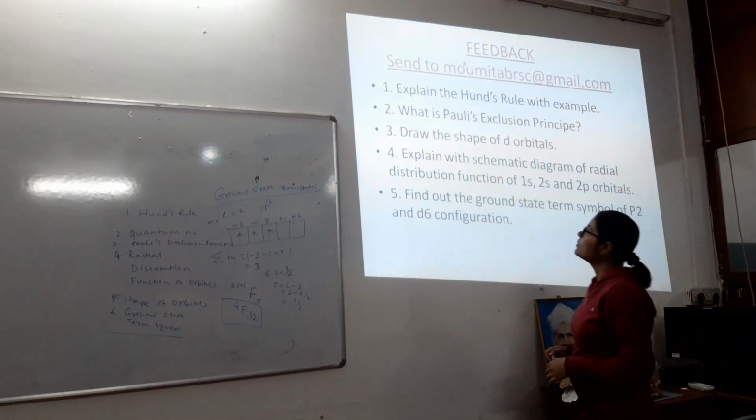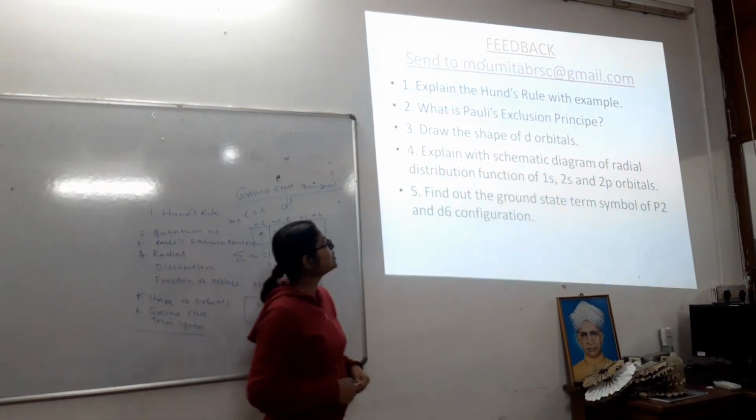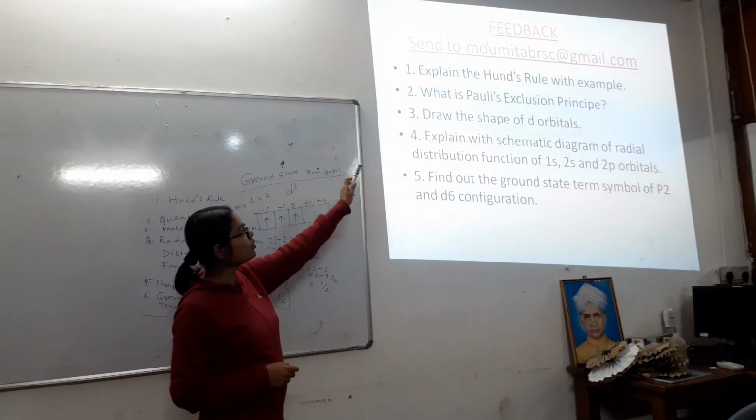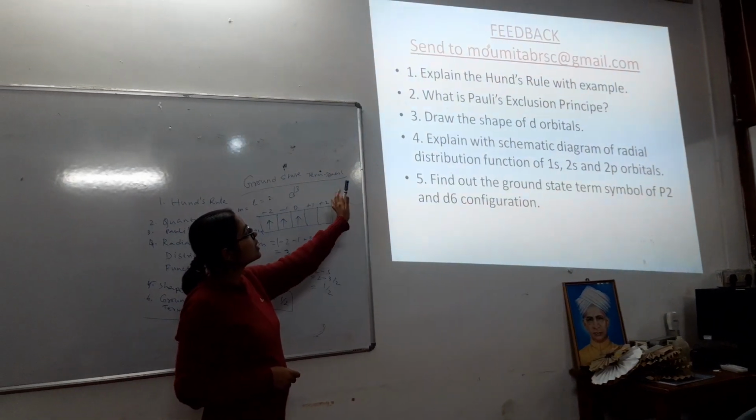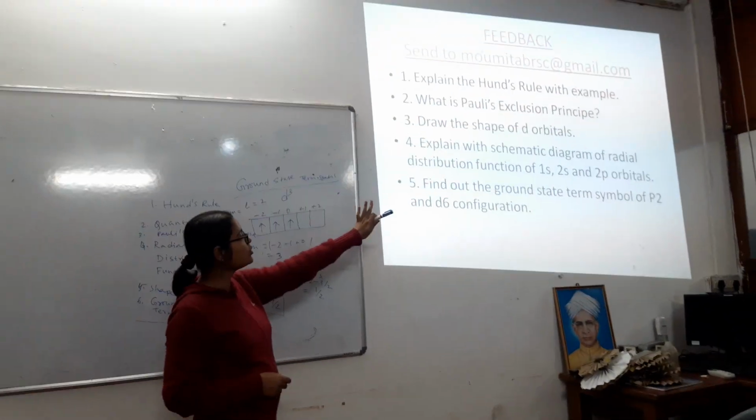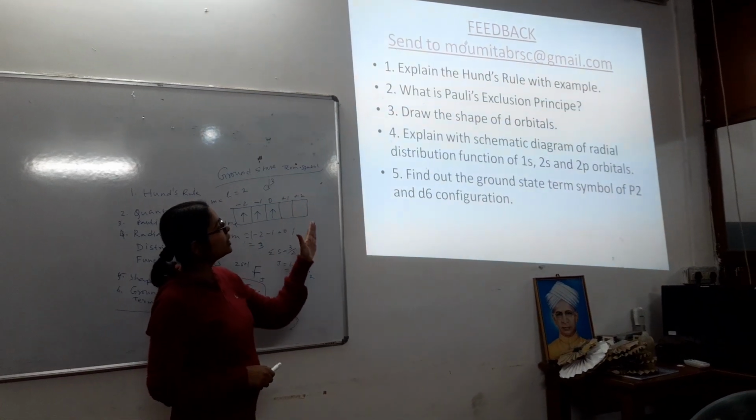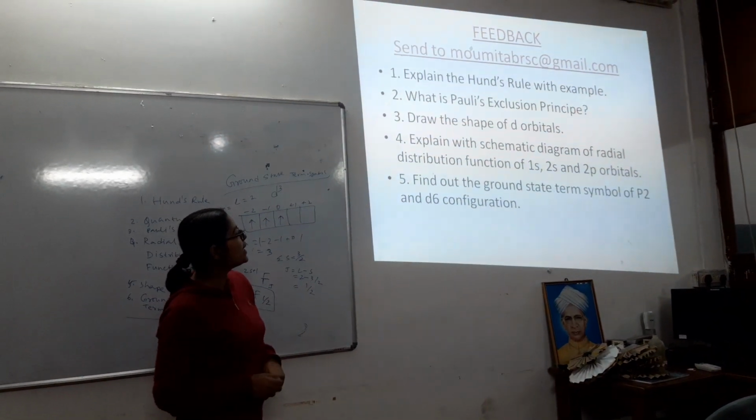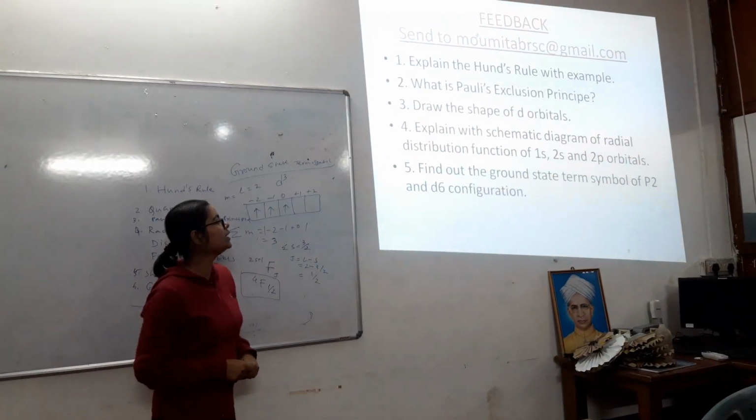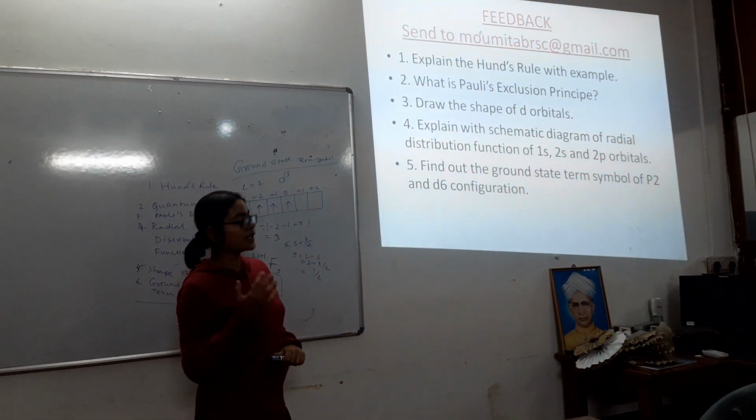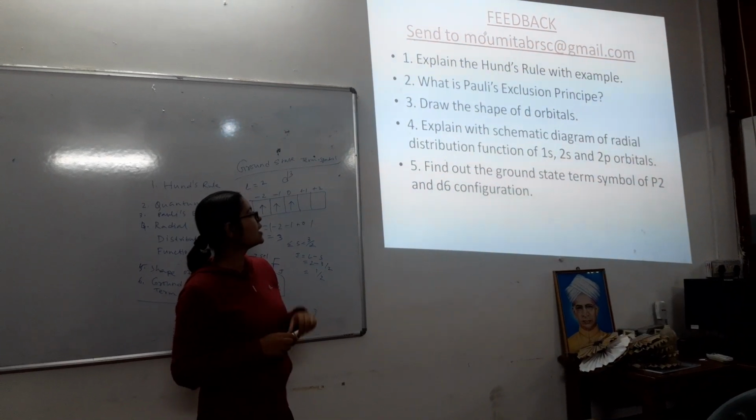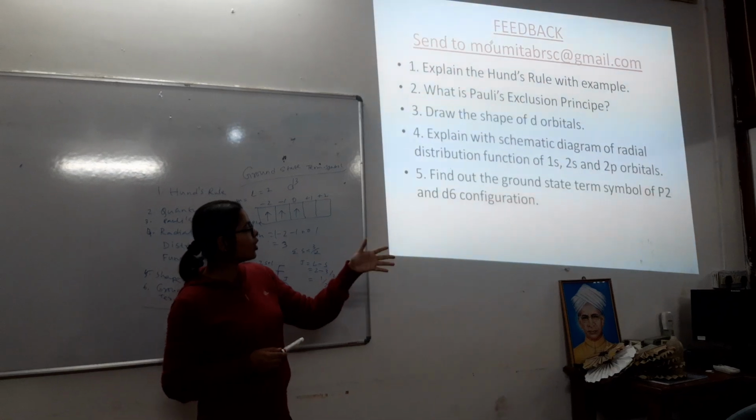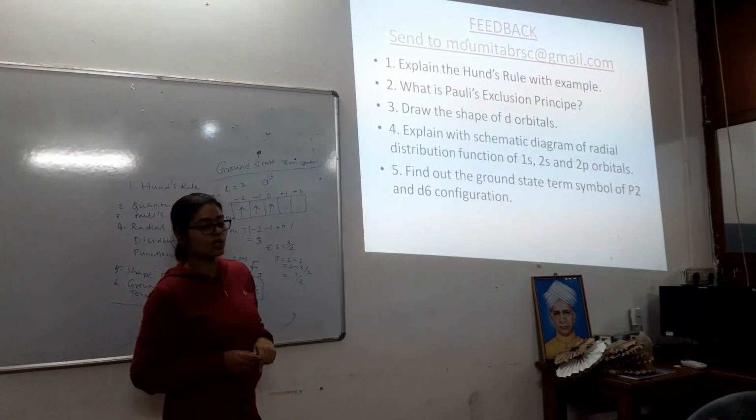This is a small feedback, a small questionnaire for you. First one, explain Hund's rule with an example. Number 2, what is Pauli's exclusion principle? Number 3, draw the shape of d orbitals. Number 4, explain with a schematic diagram the radial distribution function of 1s, 2s and 2p orbitals. And the last one is to find out the ground state term symbol of P2 and D6 configuration.